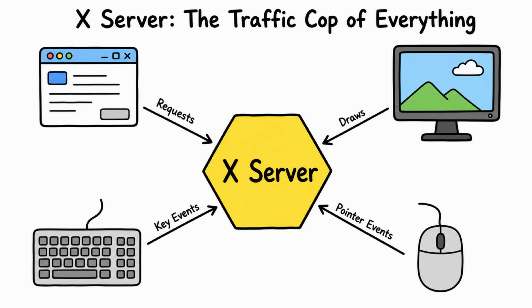So picture this. Your application wants to draw a button on screen. It doesn't draw it directly. Instead, it sends a request to the X server. The X server then talks to the display, handles your input devices, manages windows. Everything flows through this one big traffic cop in the middle. For decades, this worked. But as modern desktops got fancier, with compositing effects, animations, and hardware acceleration, this architecture started to creak under the pressure.